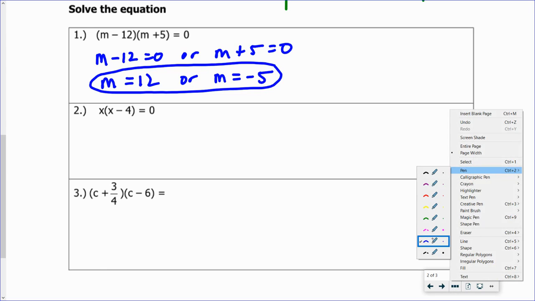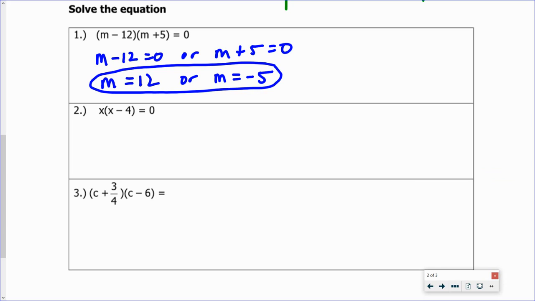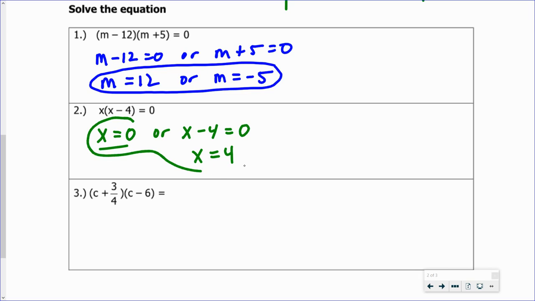For the second one, we have x times x minus 4 equals 0. So again, I'm just going to set each of those factors equal to 0. X equals 0 is already solved for us, so one of our solutions is x equals 0. We'll add 4 to both sides. We're going to get x equals 4. So again, our solutions here are x equals 0 or x equals 4. Again, I would check those if I were you. I have checked them and they are correct.